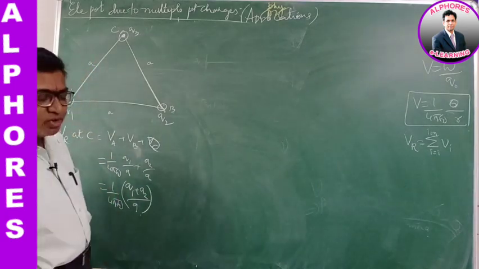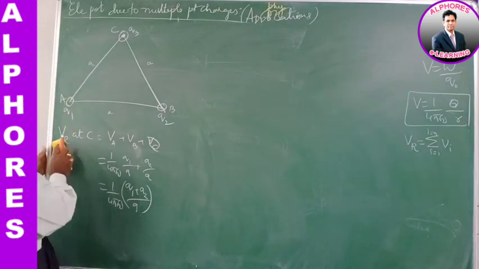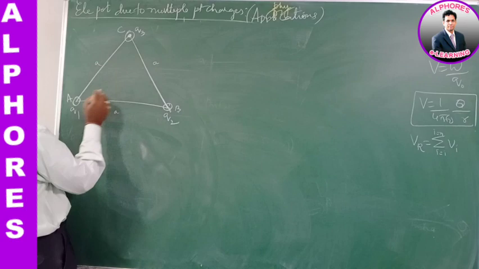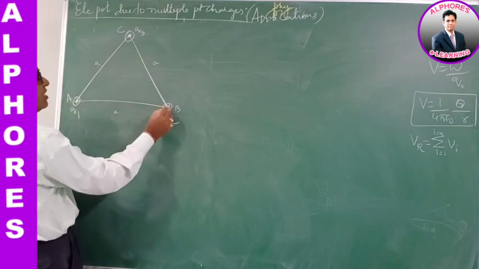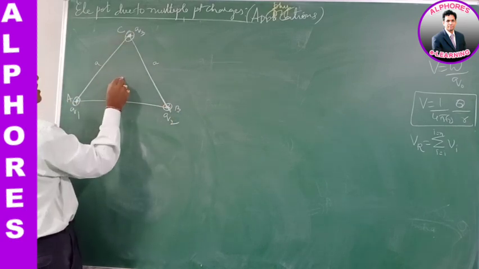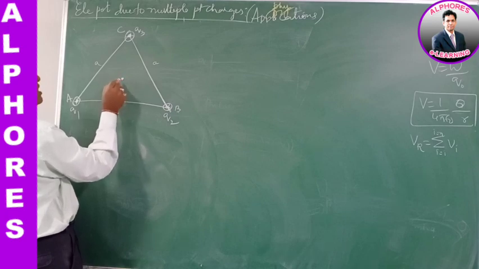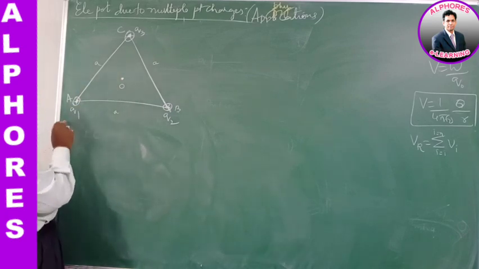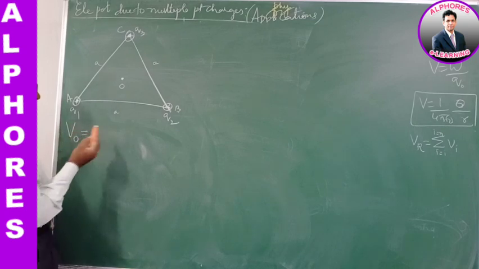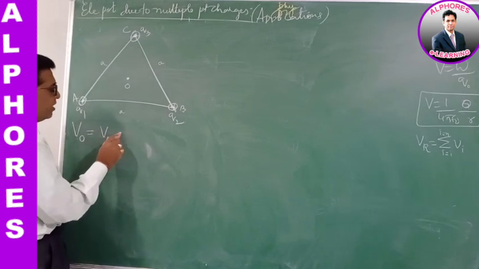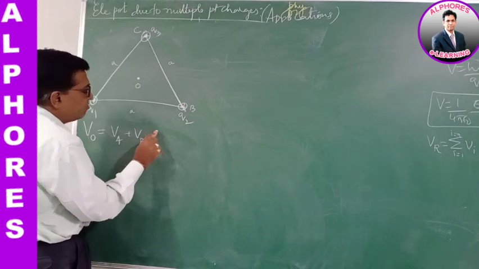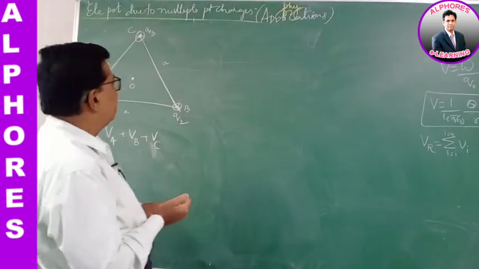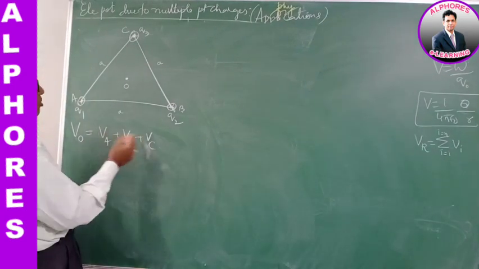If he is asking you to find the potential at C. Now suppose he is asking you to find the potential at the centroid of the triangle, and all three are positive charges. Then what is the potential at the centroid, O? Total potential at O is the potential due to A plus potential due to B plus potential due to C. This is the method.